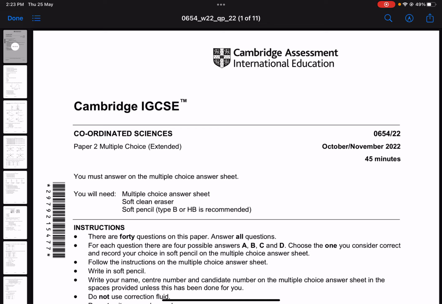So the version is going to be October-November 2022. Basically they call it November 2022. All right. So this paper contains 40 questions. It includes all three subjects. First, biology: the first 13 questions, in sequence, are going to be biology questions. Then from 14 to 27 are going to be chemistry problems. And from 28 till the last question, 40, it's going to be physics problems.